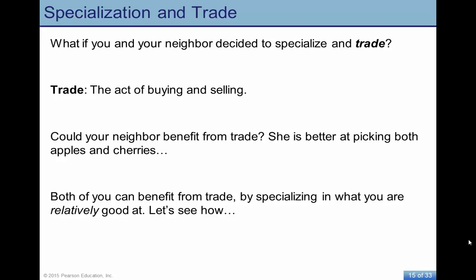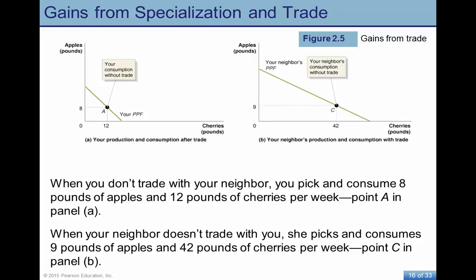When she is better at picking both apples and cherries. Both of you can benefit from trade by specializing in what you are relatively good at. Let us see how. Gains from the specialization and trade.